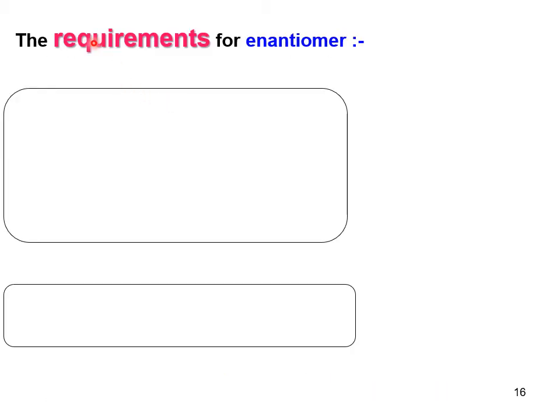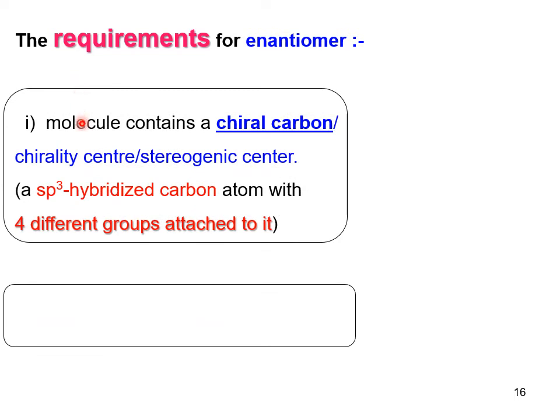Next, the requirements for enantiomer. First, the molecule contains a chiral carbon, chirality center, or stereogenic center. Actually, chiral carbon, chirality center, stereogenic center is the same thing, just different names. And then what is a chiral carbon? It means an sp3 hybridized carbon atom with 4 different atoms or 4 different groups attached to it.